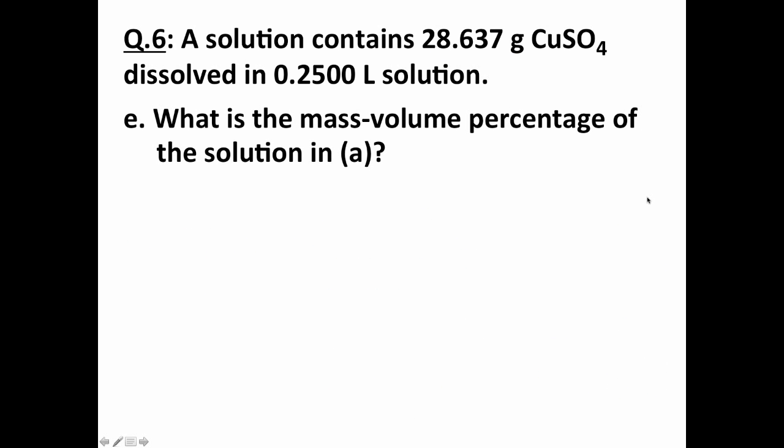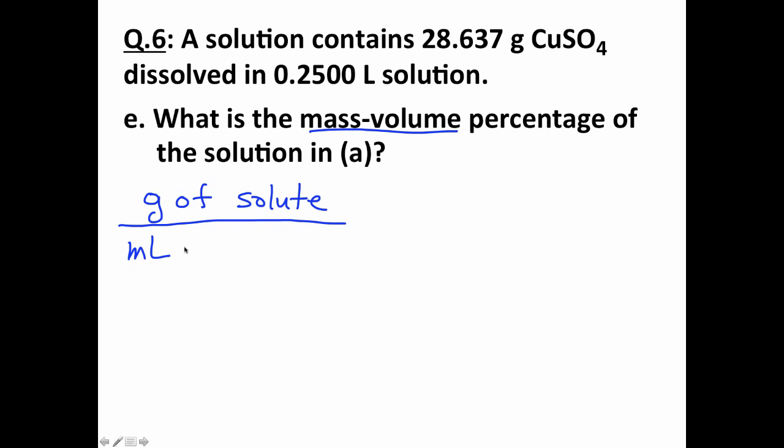Next, we are to find the mass volume percentage of this solution, the copper sulfate solution we've been dealing with. And note that a mass volume percentage is going to be a mass, typically in grams of our solute, which in this case is copper sulfate, divided by a volume, typically in milliliters, of the solution. In this case, it's copper sulfate plus water makes the solution. And then the percentage, we do times 100% to get a percent.